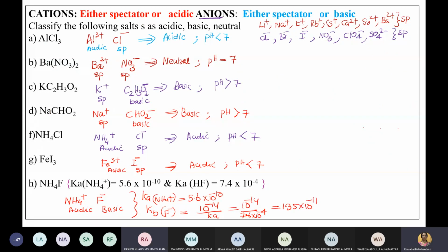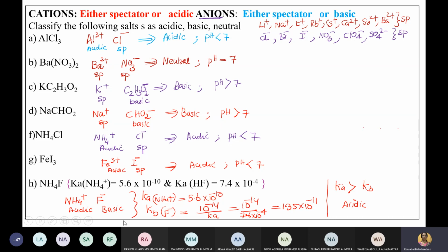So which value is big, Ka or Kb? Ka is greater than Kb, correct? So it's acidic or basic? Acidic. I hope everyone understood. I took how many minutes extra? 5. Oh, sorry, my dears.